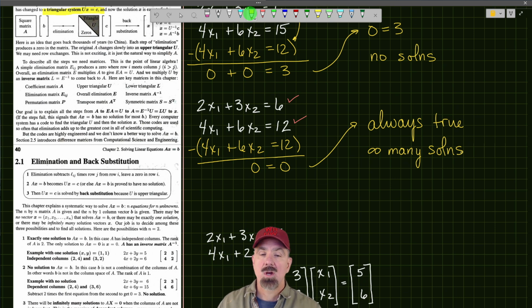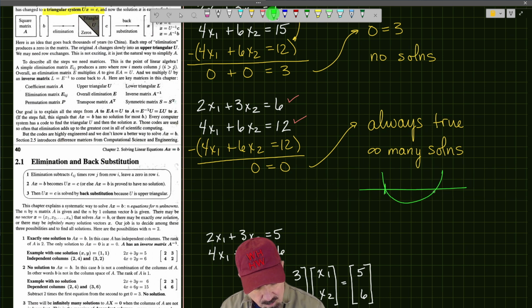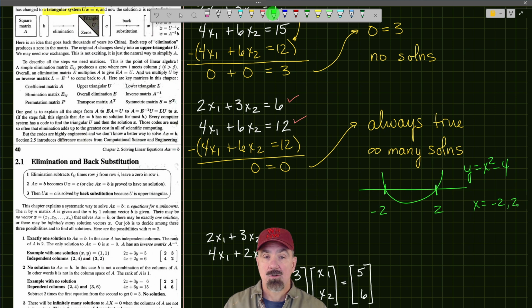And these are the three situations that come up when we're looking at linear equations. We either have one solution, no solutions, or an infinite number of solutions. What's important to realize is the situation that never occurs is the situation where we have two solutions. That can't happen. For example, y is equal to x squared minus 4 would have solutions at negative 2 and 2. So x would be negative 2 and 2. That's never the case when we have linear equations.